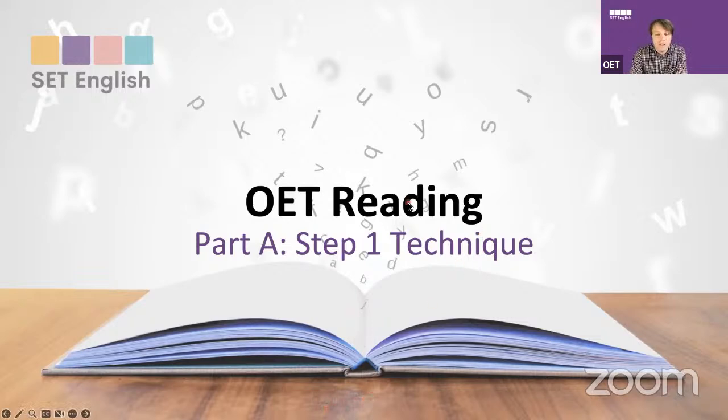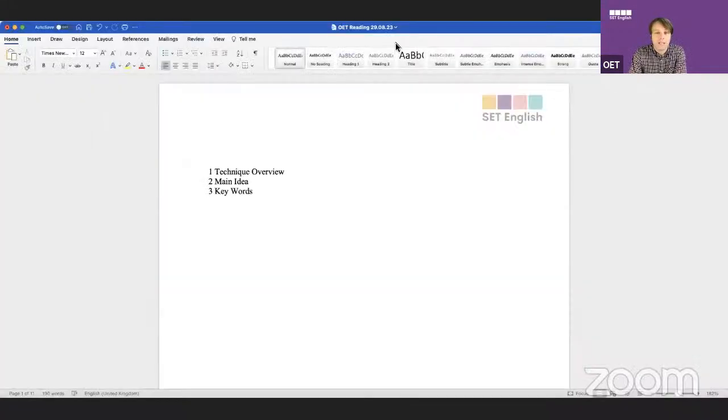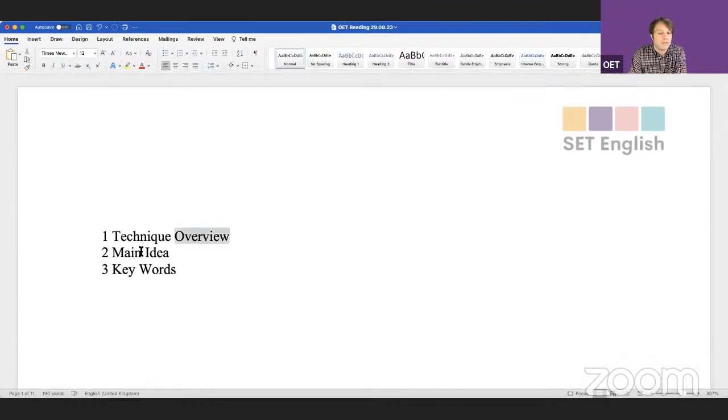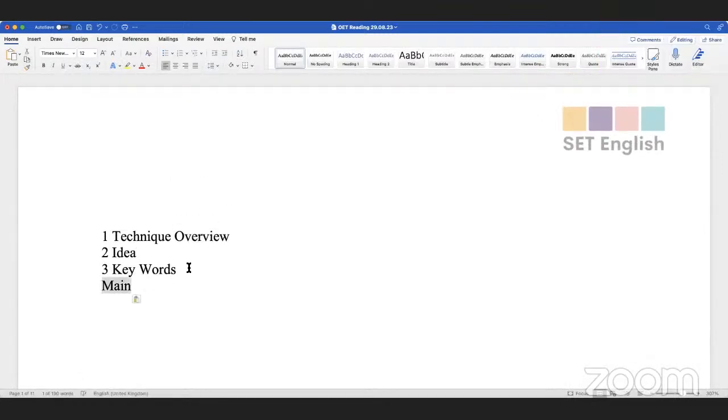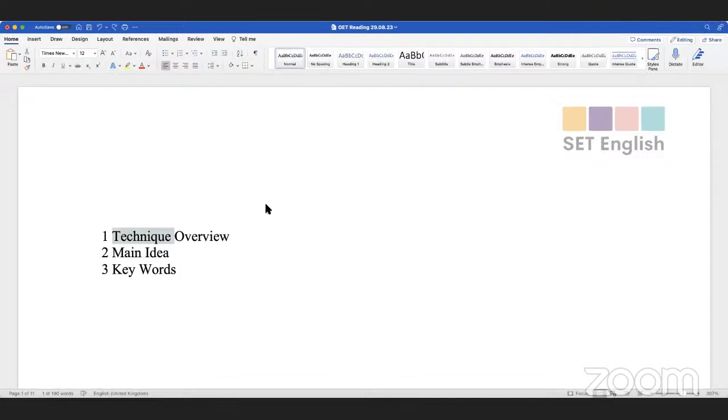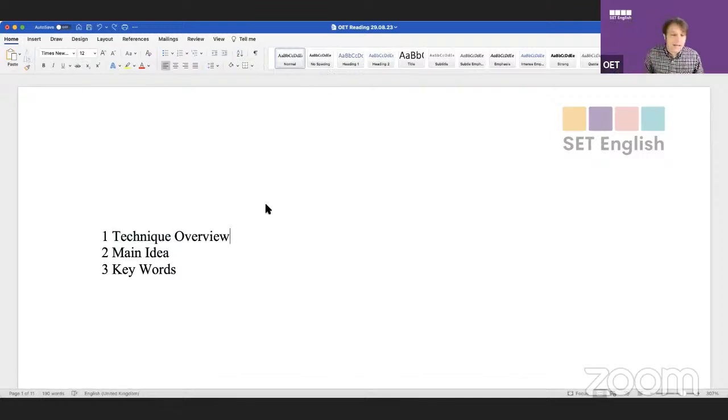Okay. Now, the first thing I want to do is just make sure you guys can see the correct document. Can everyone see this? Does everyone see this? Yes. Fantastic. So, Mohammed, what does this word say? Technique overview. Okay, good.